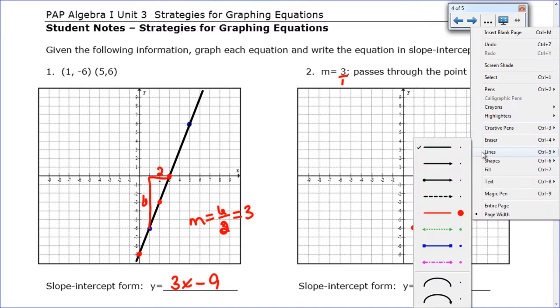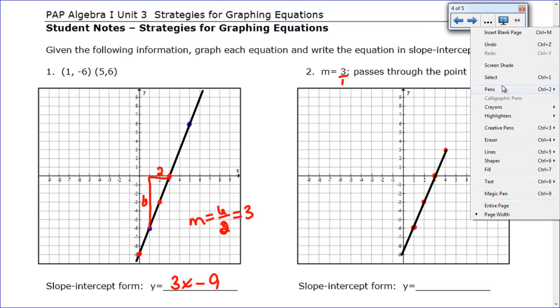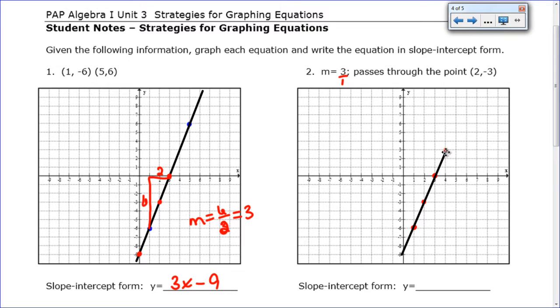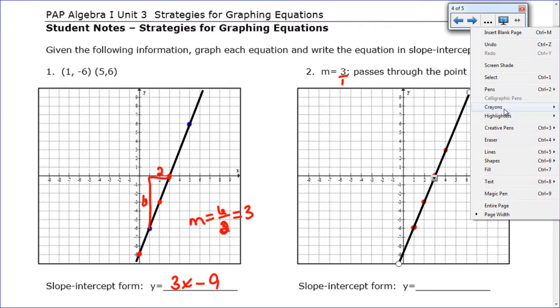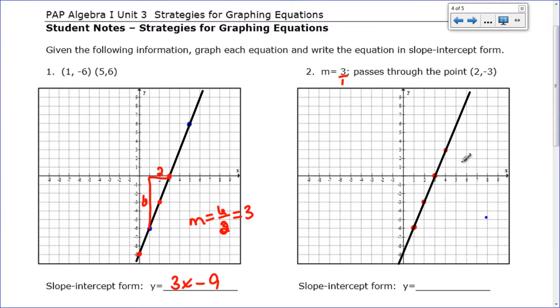So I have points I can take, and I can now connect them and make a line to go through those points. So there is my line that passes through those points. And so now to put it in slope-intercept form, well, I have the slope, so it's going to be 3x, and then it looks like my y-intercept, oh look, again, it's at -9. So it's exactly the same equation. I was just given different information.